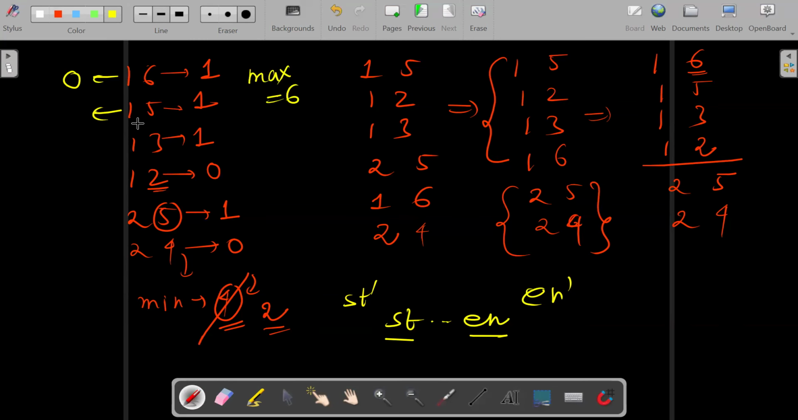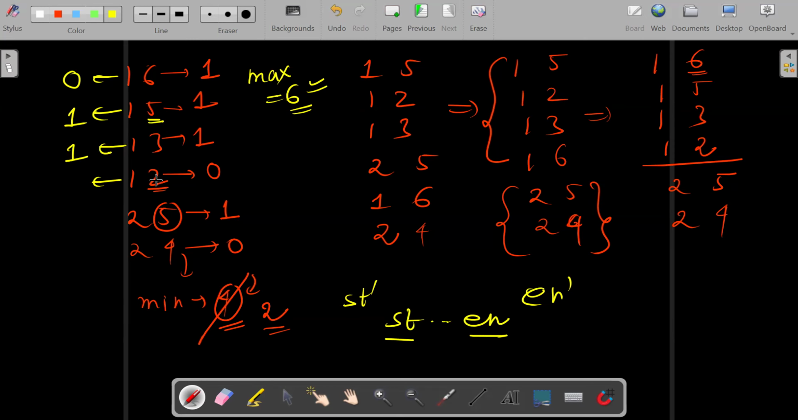Go to the case of 1, 5. What's the ending point of that? 5. Does it fall lesser than or equal to the maximum ending point of any range so far? Yes. So the is-contained answer would be 1 for 1, 5. How about 1, 3? Compare that with the maximum ending point so far. 3 falls within 6, right? So the answer for that would be 1.